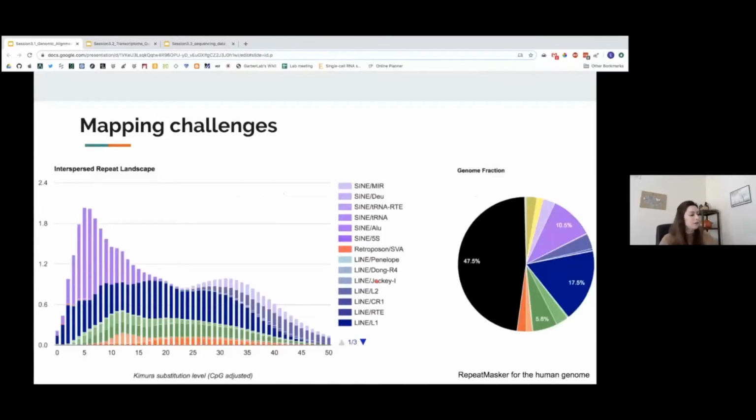What are the challenges? The genome, like we said before, is large, and it is composed of a lot of repetitive sequence. I took this view from RepeatMasker, a database of repeated elements in the genome. The black portion of this pie chart shows the genome fraction that is not composed of repeats, and you can see that it's smaller than 50% of the genome. That means all the rest are different kinds of repeat elements spread throughout the genome, and that makes alignment really hard.